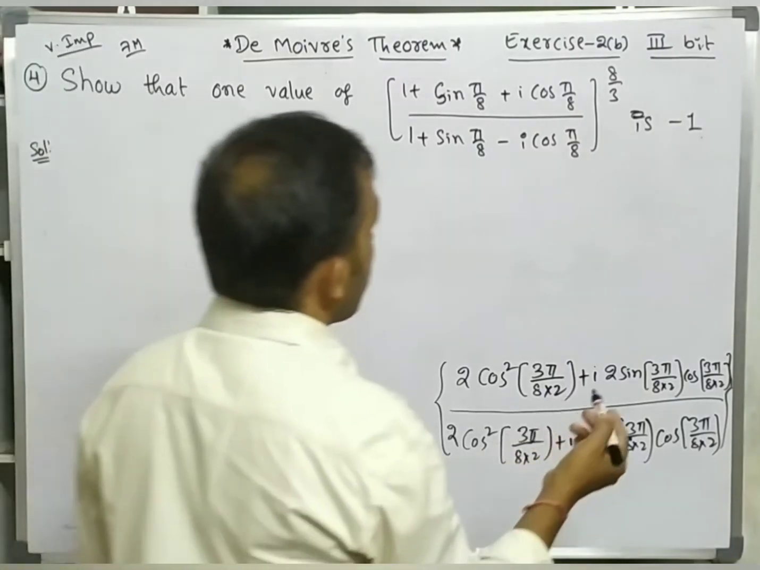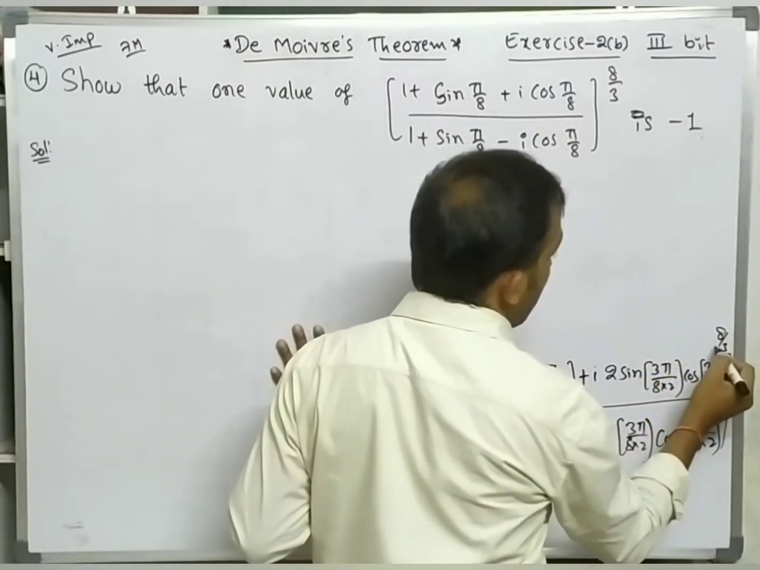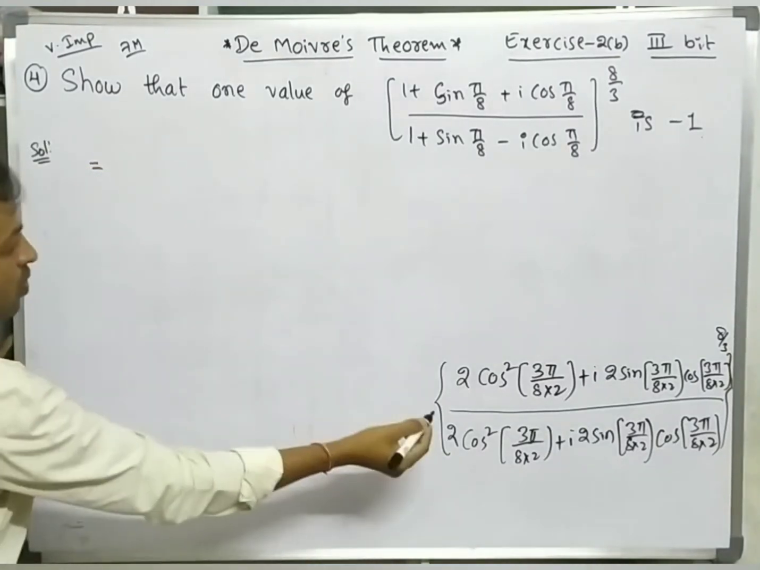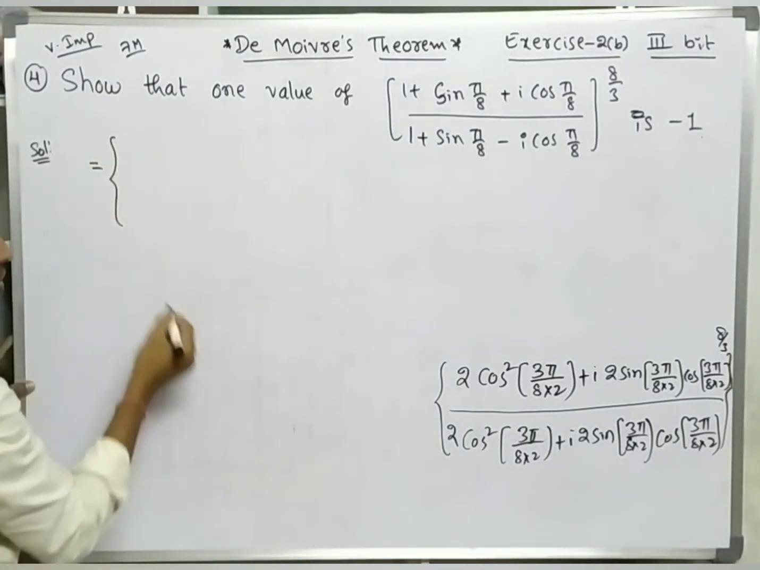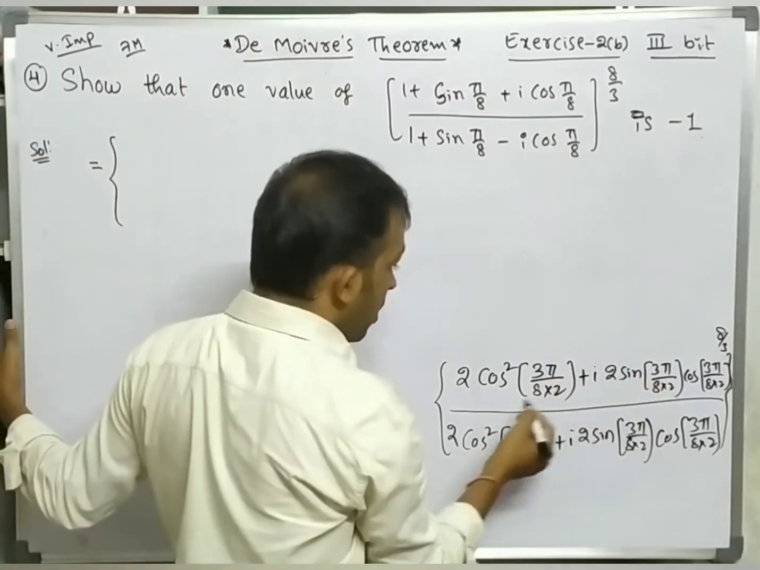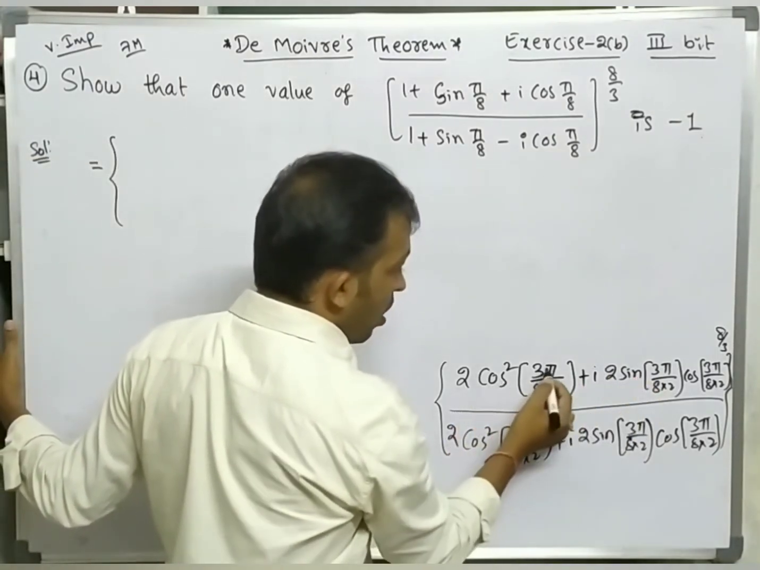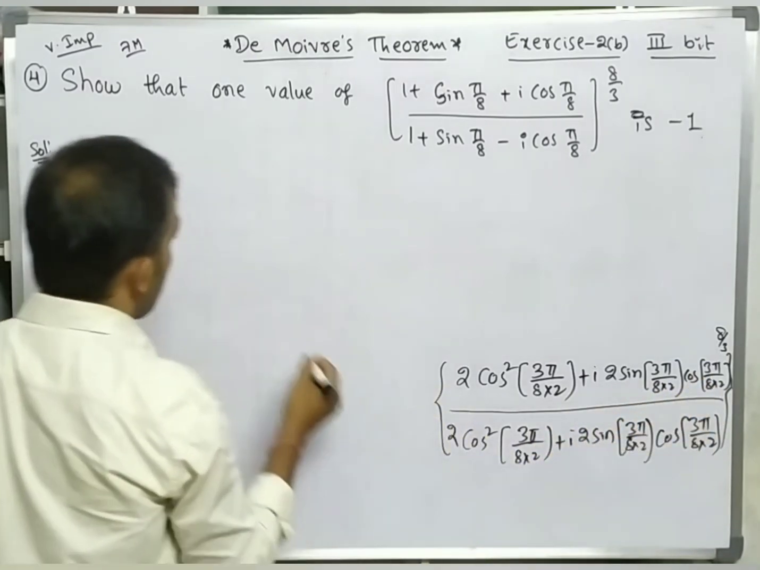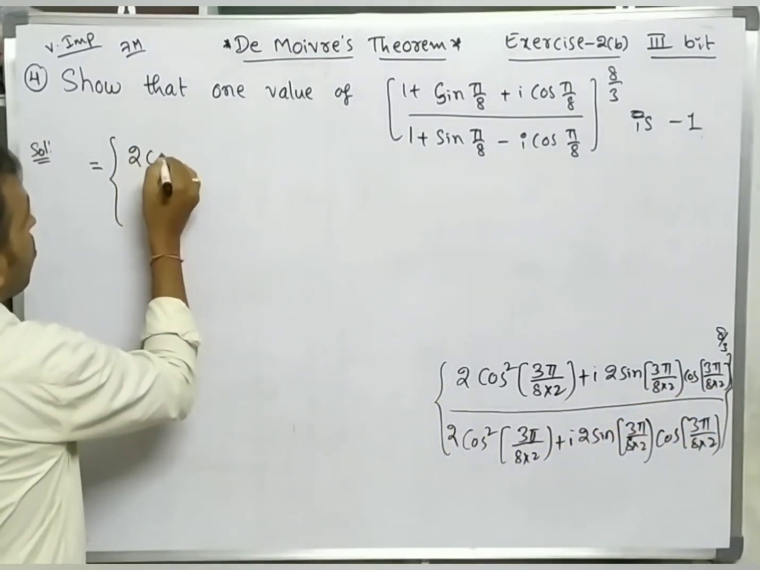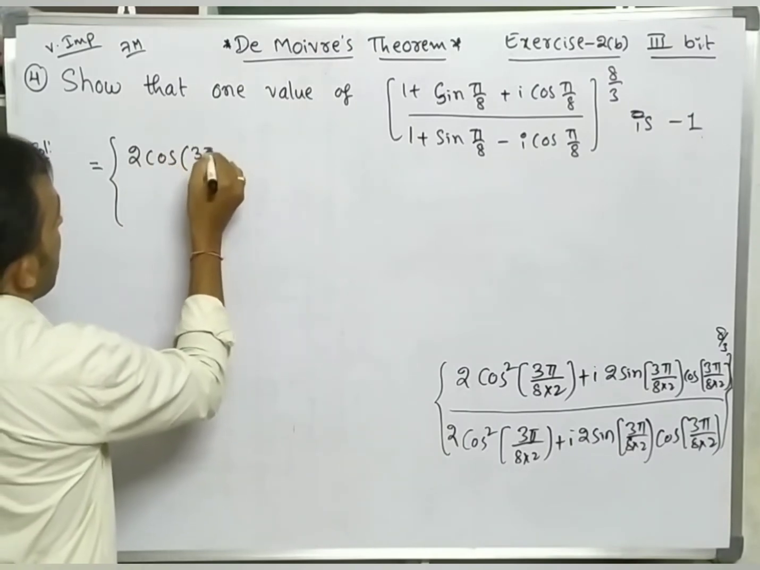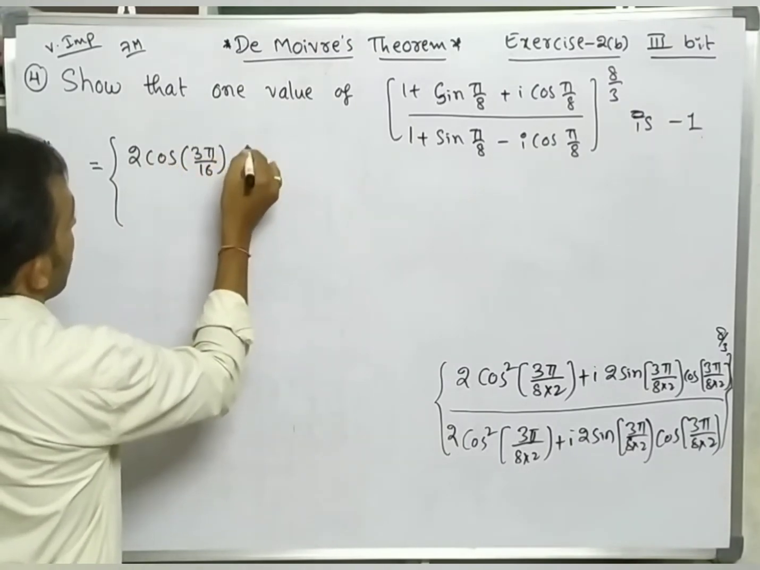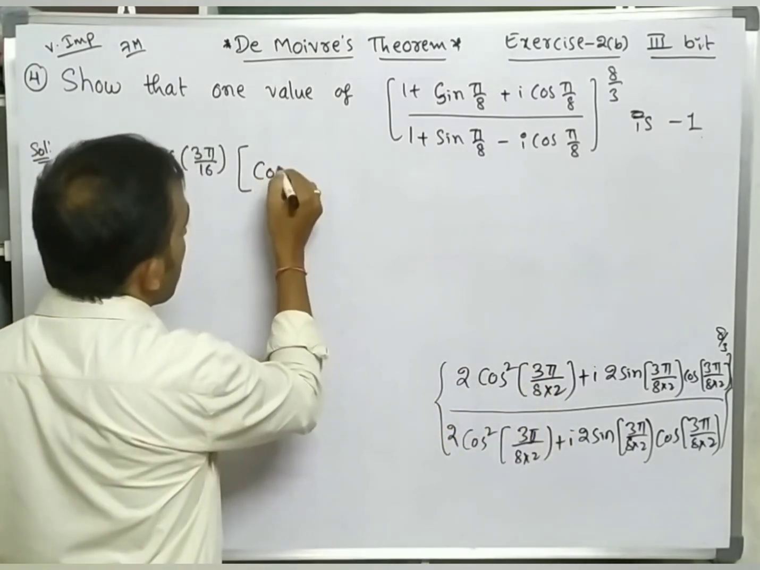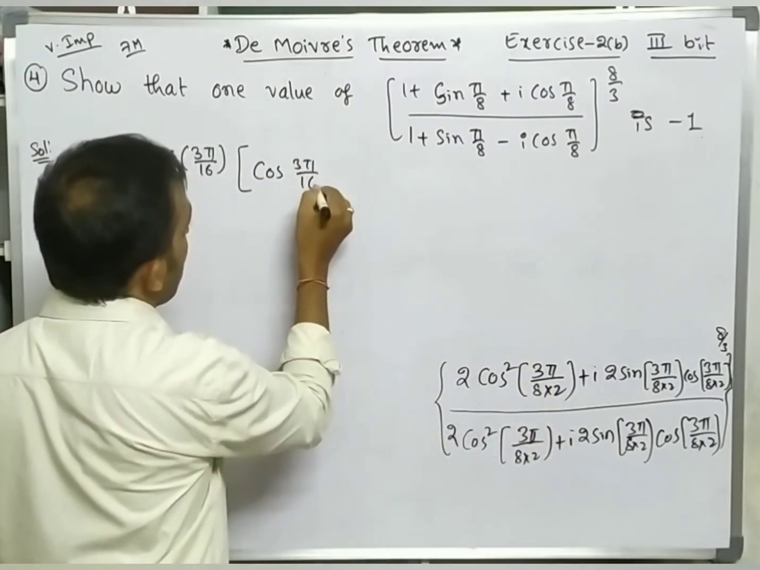Here I forgot to write a power 8 by 3, so that is 8 by 3. Now next step, which is equal to, did you observe any common term in numerator and denominator? Yes. So here 2 cos 3 pi by 16 is common in numerator and denominator. Then what is remaining? 1 cos 3 pi by 16 is remaining.